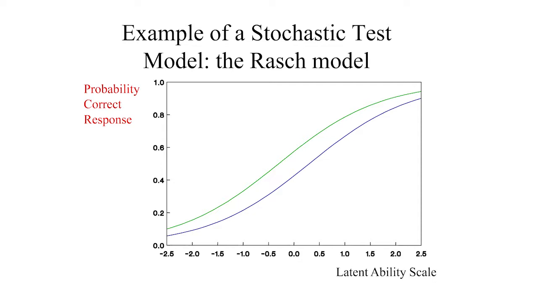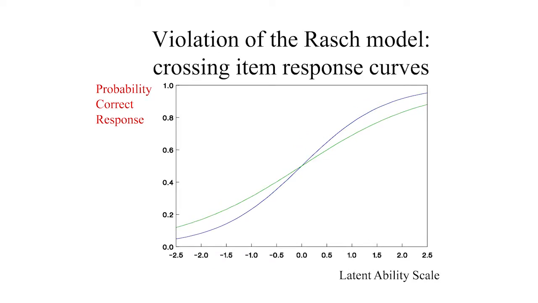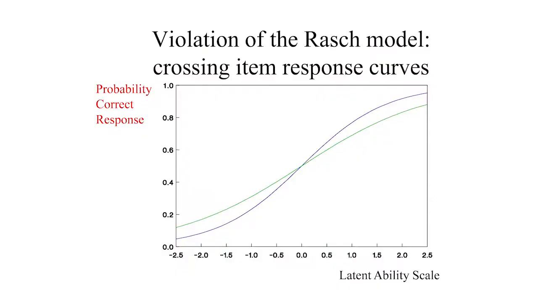First of all, the response curves, the probabilities of correct responses might cross. It might be that for students of a very low proficiency level, the order of difficulty is different than for students of a very high proficiency level. Okay, so then the model is violated. Then the Rasch model does not hold and you cannot use it.